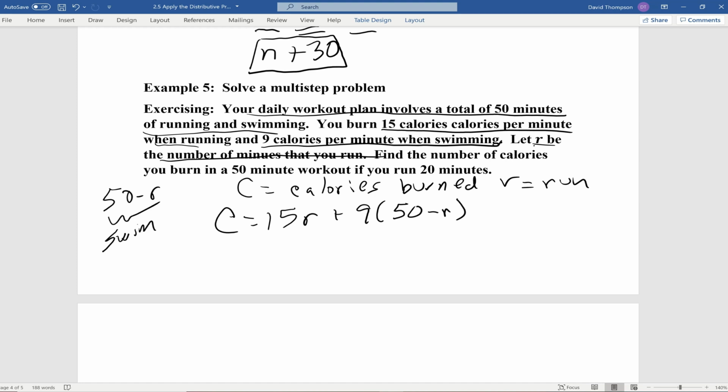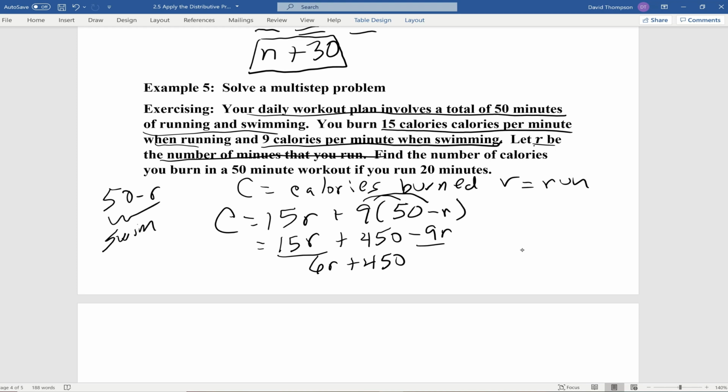So now what we want to do is simplify this. So 9 times 50 will be positive 450. 9 times negative R will be negative 9R. Bring down our plus 15R. So 15R minus 9R will be 6R plus 450.